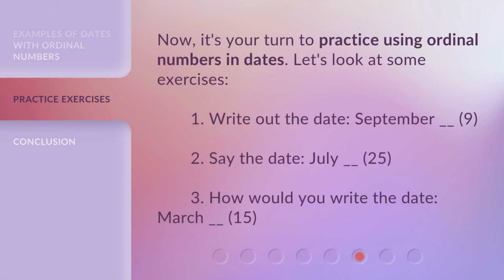Now, it's your turn to practice using ordinal numbers and dates. Let's look at some exercises. 1. Write out the date, September 9. 2. Say the date, July 25. 3. How would you write the date, March 15.